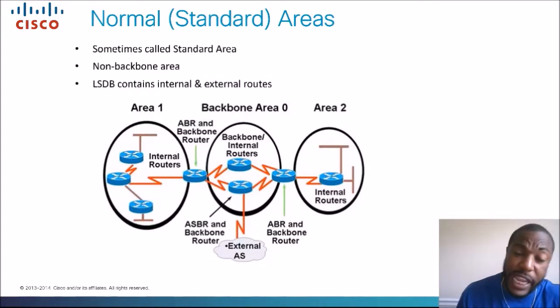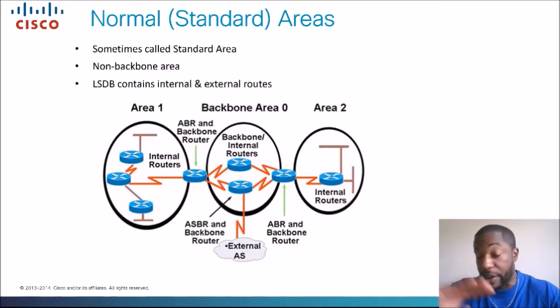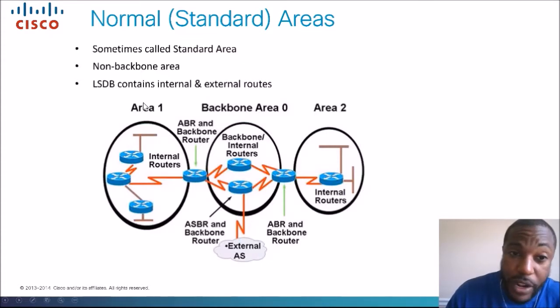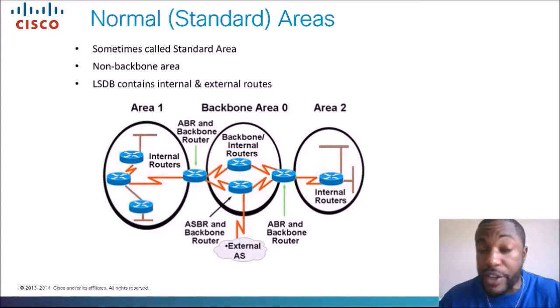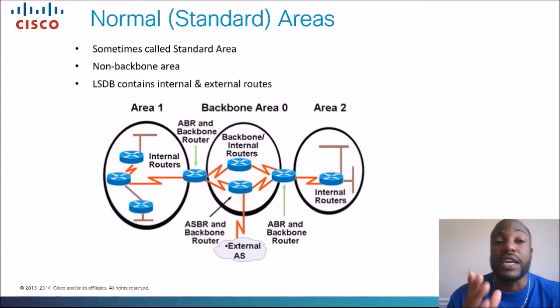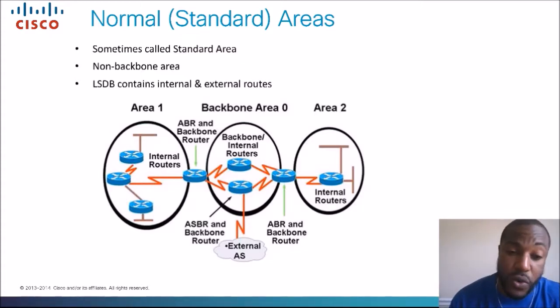Then there are the normal standard areas. Guess what those are? The other areas that are not Area 0, not the backbone. So in this topology, Area 1 is a normal or standard area. Area 2 is a normal or standard area. Any non-backbone area is considered a standard area. The link state database, as you can see, contains internal and external routes.